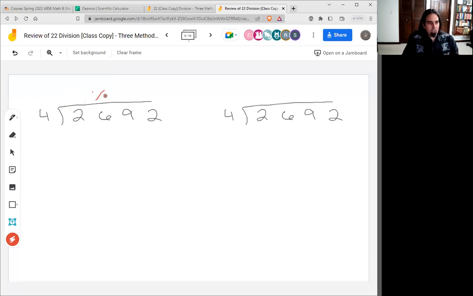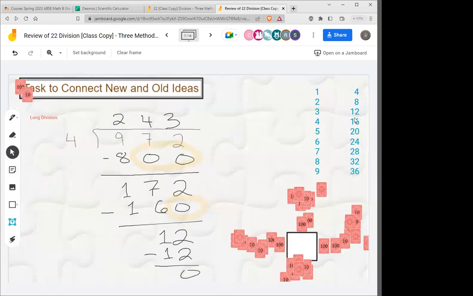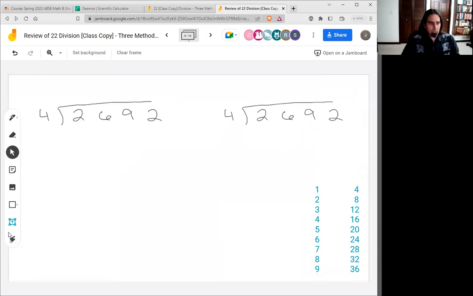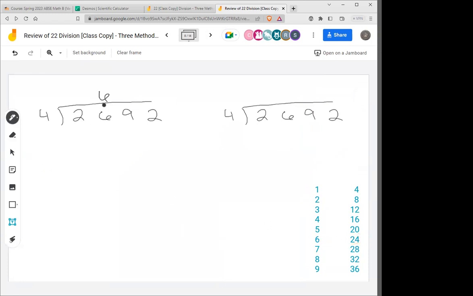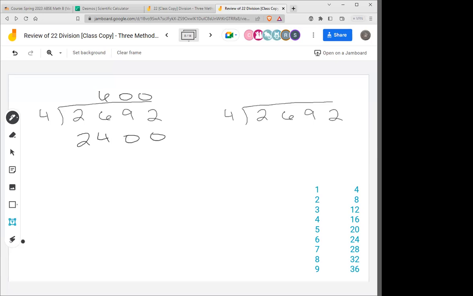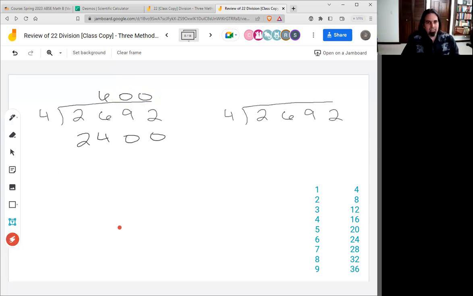Can I deal out cards 100 at a time? Sure. So how many times can I give 100 cards to 4 people? Let me go and grab my times tables. So I want something that looks sort of like 26. So here we go, 24. I can do 6 times. So 600 times 4. 6 times 4 is 24. And then we put the 2 zeros at the end. Are you with me so far with that?